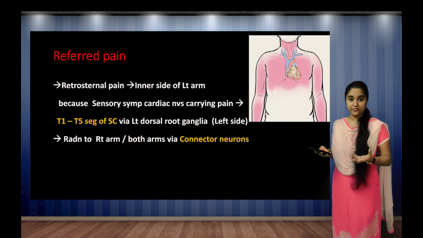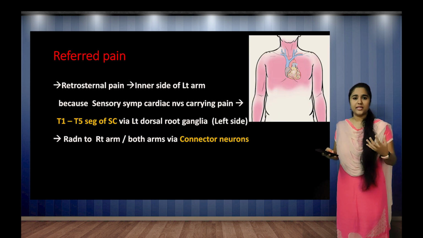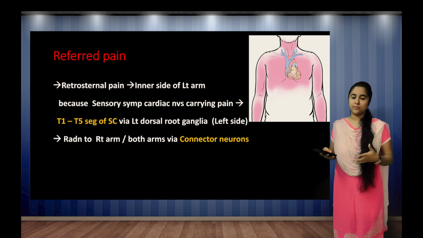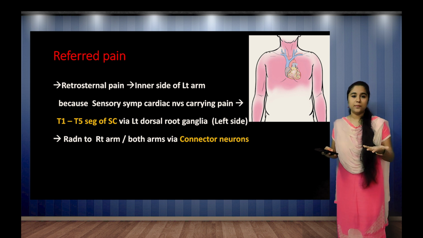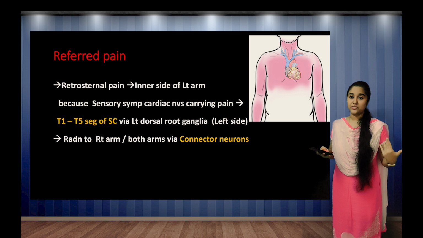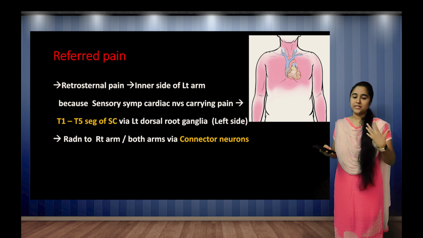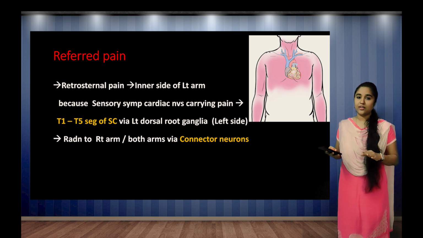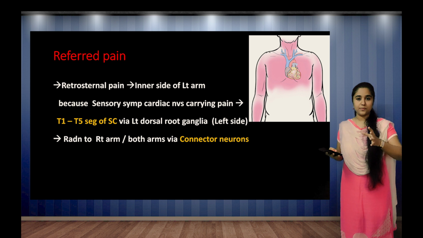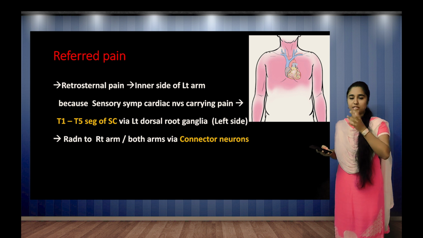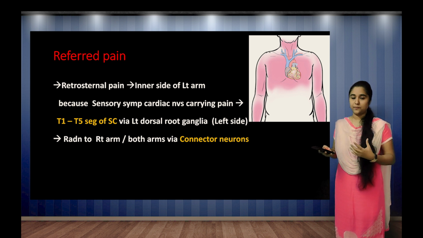You might have heard about referred pain. That means the pain of the MI can radiate to the inner aspect of your left arm, then the right arm, jaw, and epigastrium. Why does this happen? The pain can refer to the inner aspect of your left arm because the pain fibers from the heart are carried by the sympathetic cardiac nerves and they reach the T1 to T5 segments of the spinal cord via the dorsal root ganglia of the left side. Since it is passing through the dorsal root ganglia of the left side to the T1 to T5 segments of the spinal cord, in that dermatomal region you will have pain.